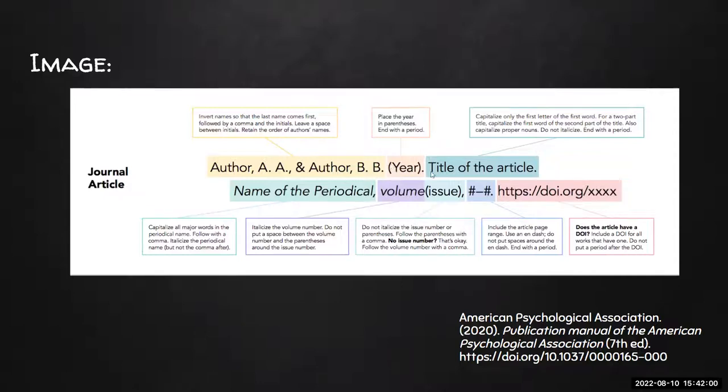This is going to be followed by the year in parentheses, the title of the article, the name of the article, or the name of the place where the article is included. If it has a volume, an issue, or edition, you would put it next, and then you would have the DOI.